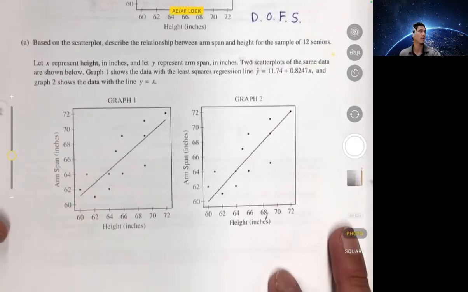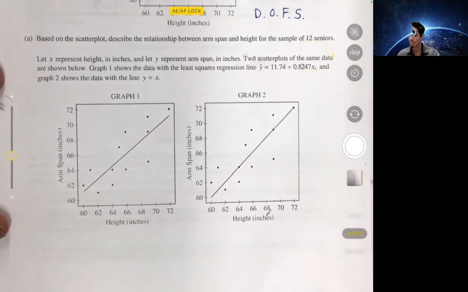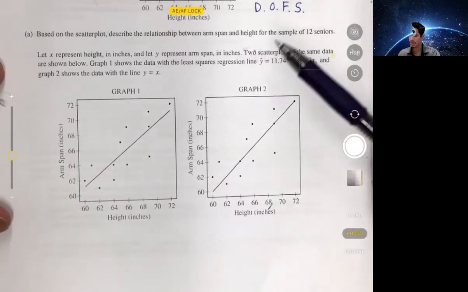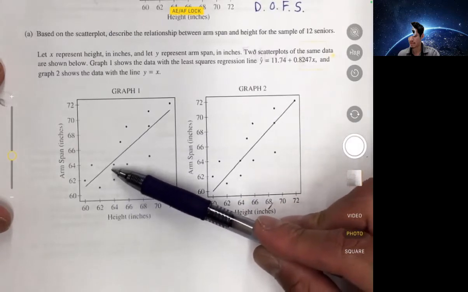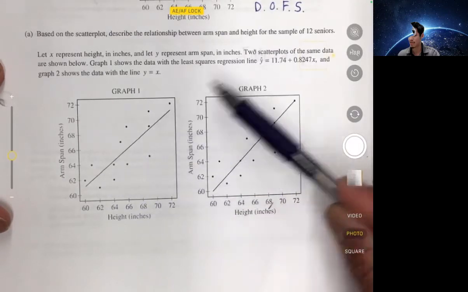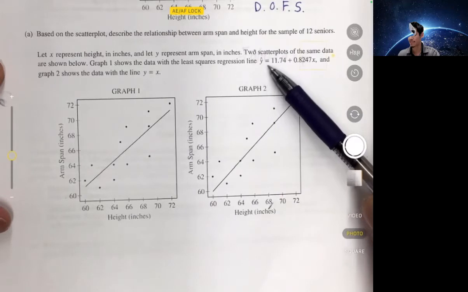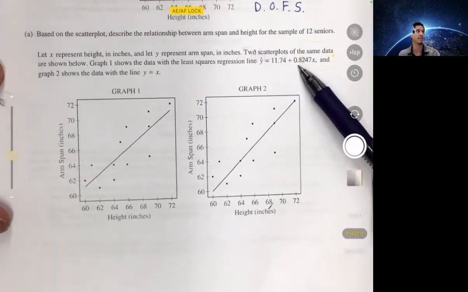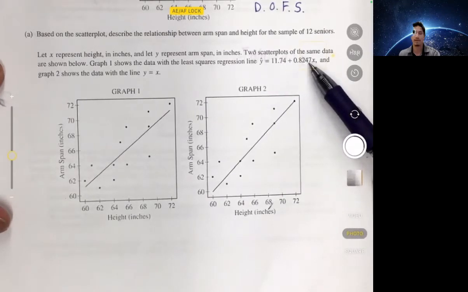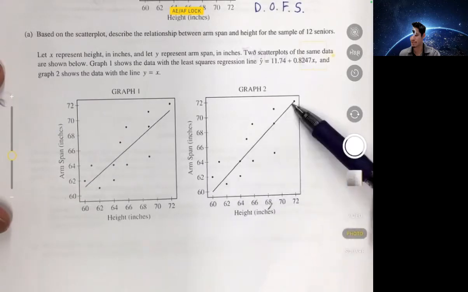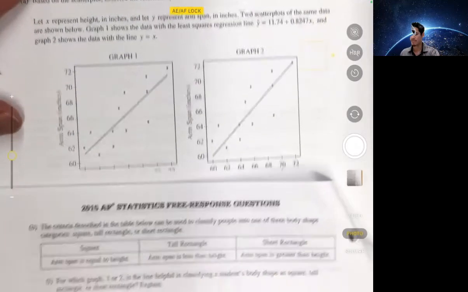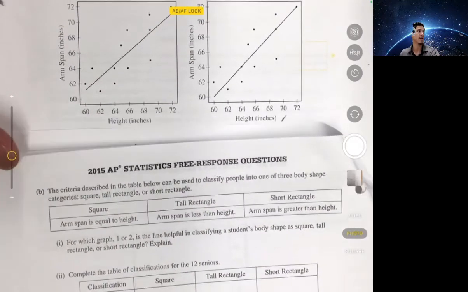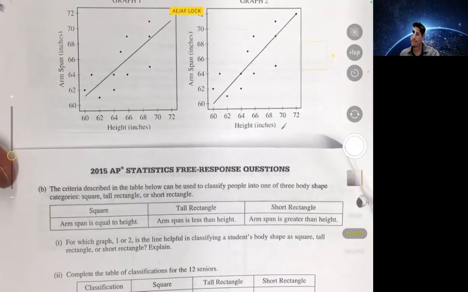So here we have two graphs. On graph one, we have the least squares regression line plotted, which is given here as y hat equals 11.74 plus 0.8247x. And graph two shows the line y equals x. So now let's look at what part B is going to say. I'm going to move the page up so you can see the question and the graph together.